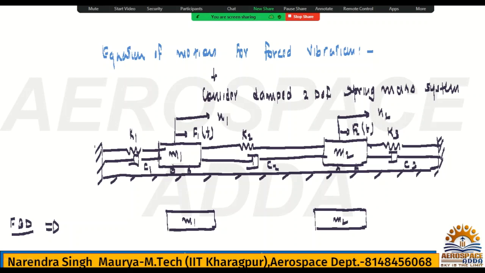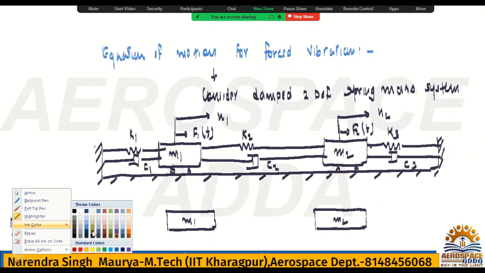Okay, all right. Fine. Now I am considering force vibration initially. If it is free vibration, then F1, F2 will be 0. If it is undamped vibration, then C1, C2, C3 will be 0. Like that we have to consider. Now for this mass system, we will draw the free body diagram. So now you need to concentrate here.